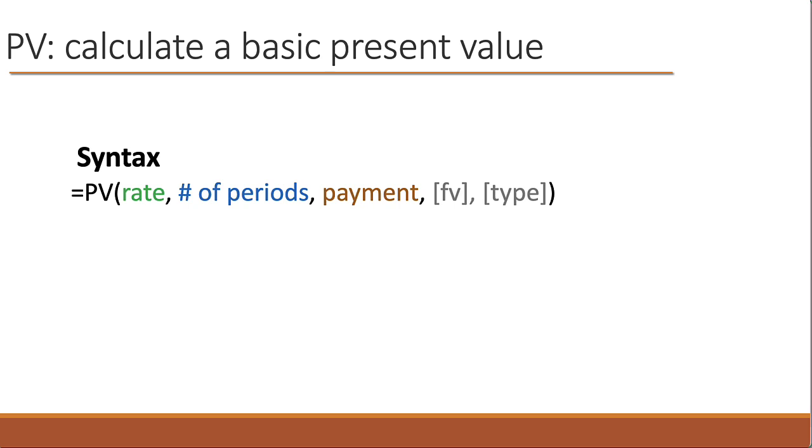Now you notice there are two optional arguments here. Future value, the FV, is what will be the future value when the payments have run their course. By default, it's zero. And the type is whether the payment happens at the beginning or the end of the period. By default, which is what usually happens, it's at the beginning.